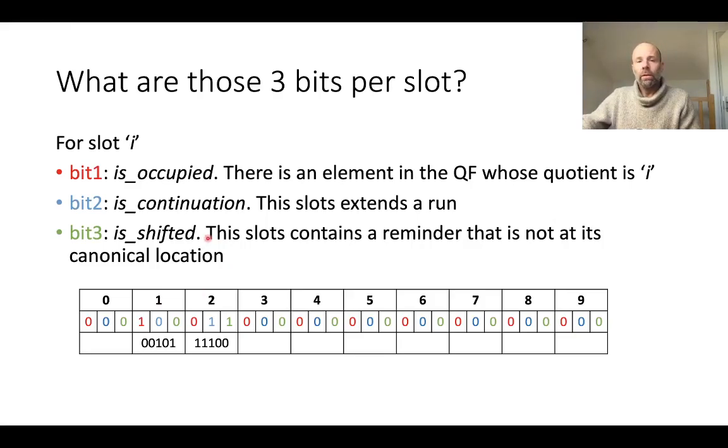And finally the third bit is called isShifted, and if isShifted is equal to 1, this means that we are currently in a slot which contains a remainder that is not at its canonical location. So for instance, here we have added remainder 11100, and 11100 corresponds to an element whose quotient was equal to 1, so it should have been here, but it's not, so we put isShifted equal to 1. That's it.